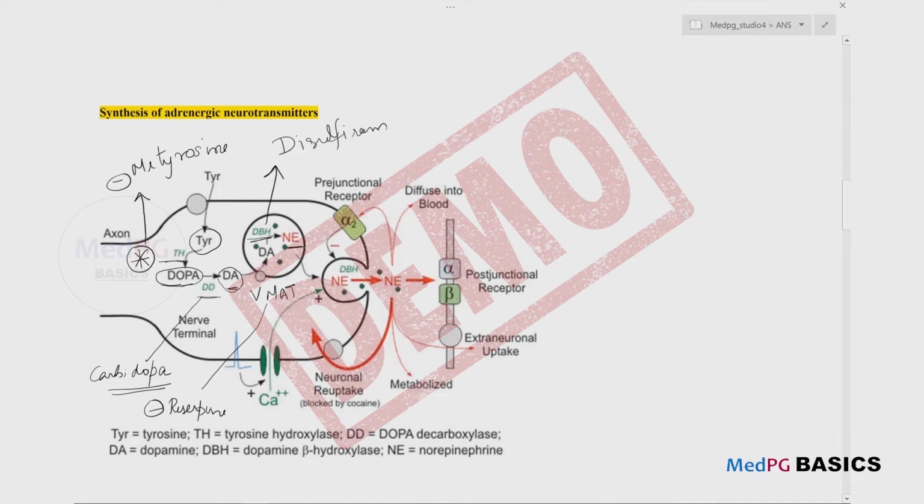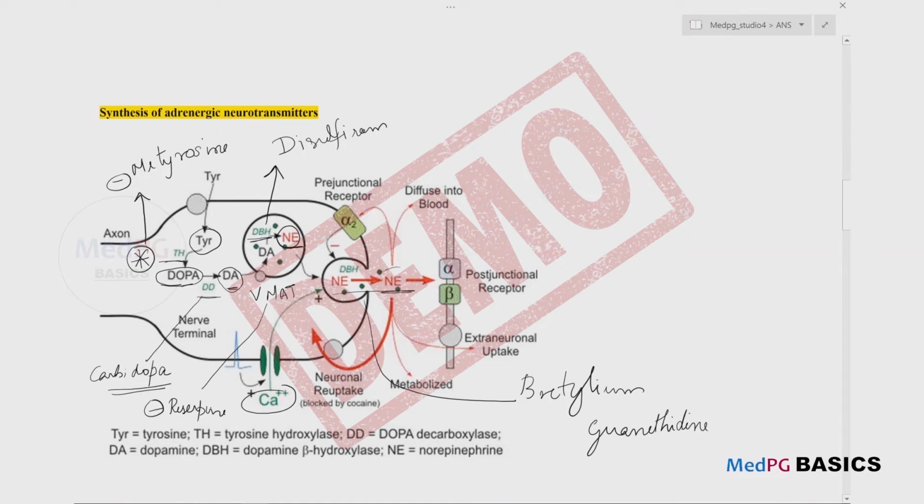The norepinephrine is stored inside the synaptic vesicle, and whenever the action potential comes and there is entry of calcium into this nerve terminal, this causes synaptic exocytosis of the vesicle and release of norepinephrine. This release of norepinephrine is inhibited by drugs like bretylium and guanethidine, and these are mainly used in hypertension.